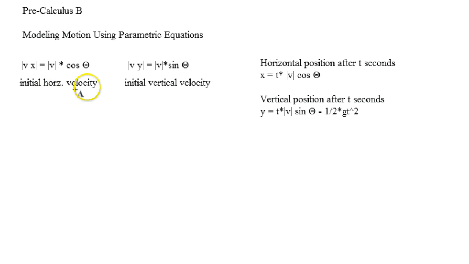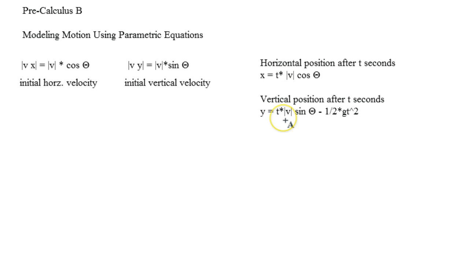Okay, so these are the initial velocities that you need. Horizontal position after t seconds and vertical position after t seconds are given by these equations. Now, obviously, x is just going to be t times the horizontal velocity. Okay, so that one's pretty simple. You're just timesing by t.